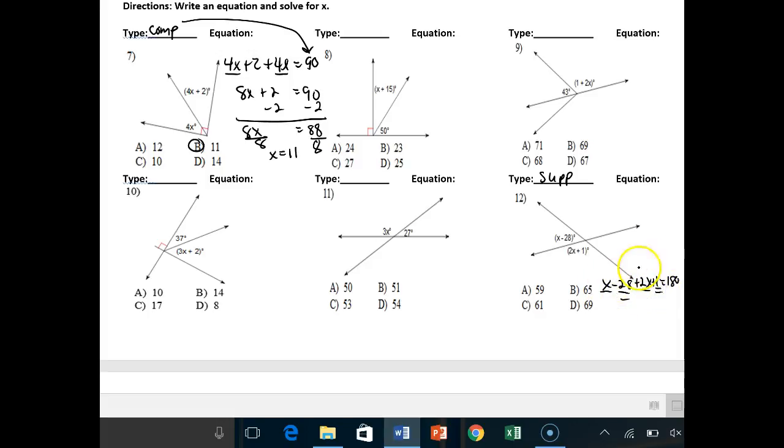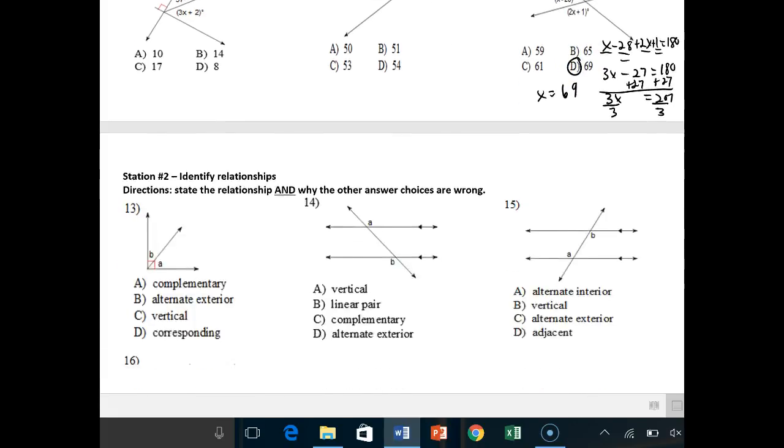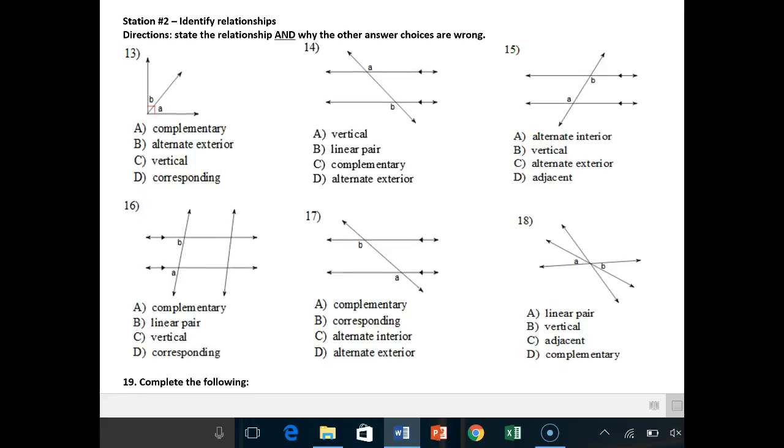When we combine those, x and 2x gives you 3x. Negative 28 plus 1 gives you negative 27. You then add 27 to both sides. You get 3x is equal to 207. Divide by 3. And you get your answer of x is equal to 69. All right, so that's it for that station. You'll do the rest in partners.